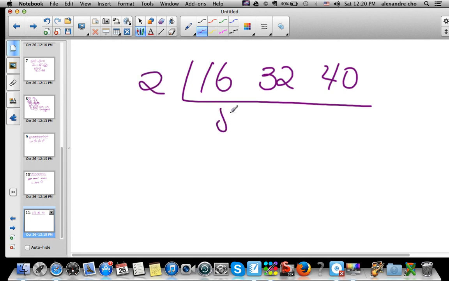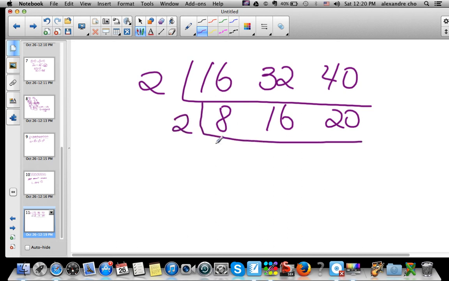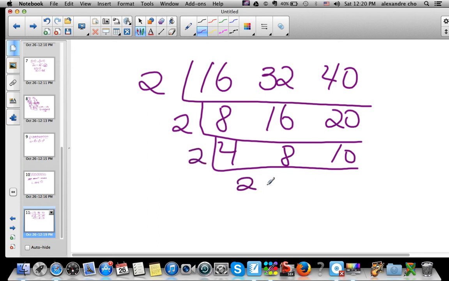2 goes into 16 8 times, into 32 16, into 40 20. Can I use 2 again? Yes, because they're all even. So 2 goes into 8 4 times, into 16 8 times, into 20 10 times. Can I use 2 again? Yes, because they're all even. So 2 goes into 4 2 times, into 8 4 times, into 10 5 times. Can I use 2 again? No, because 5 is not even.